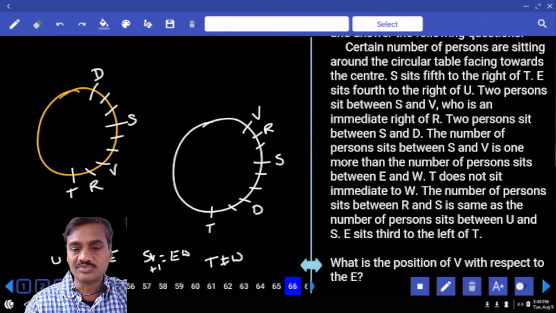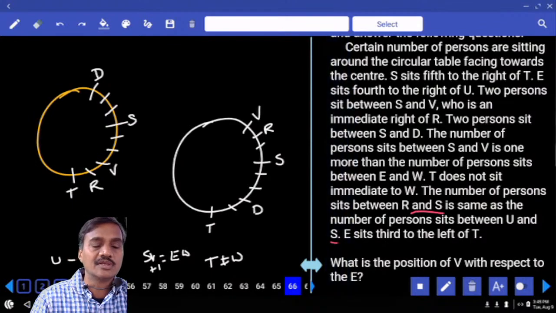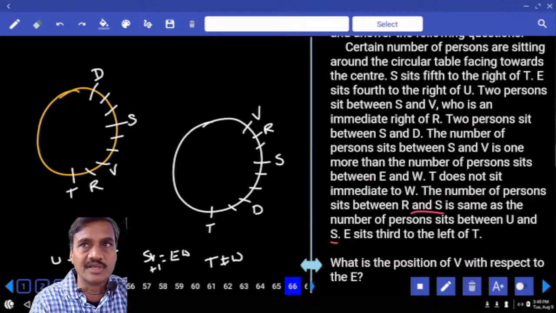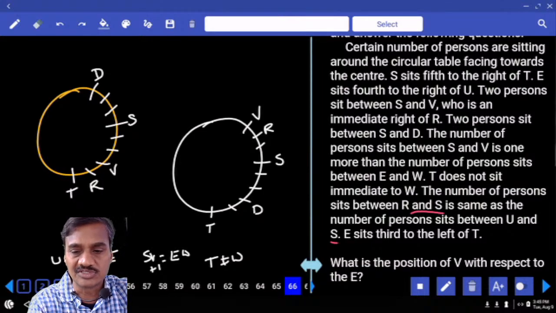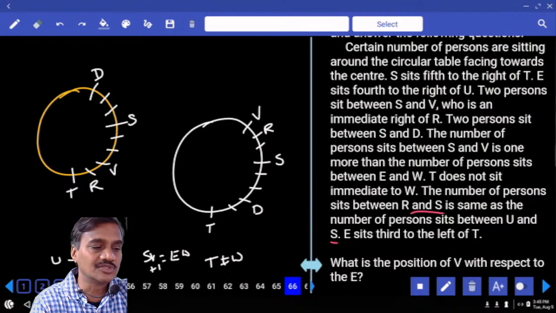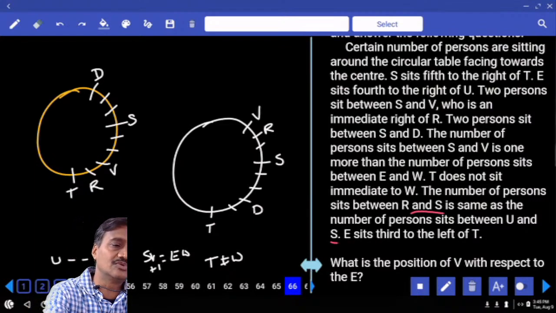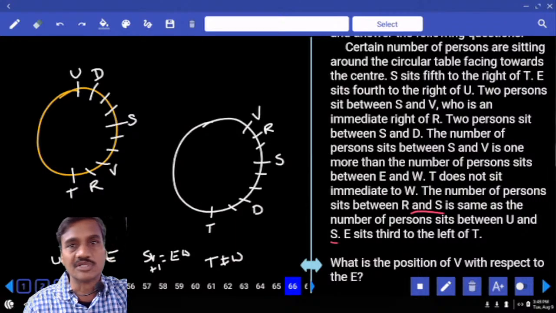And the number of persons between R and S is the same as the number of persons between U and S. Now in the first case, R and S, how many people? There are 3 people. Hence between S and U, there must be exactly 3 people, 1, 2, 3. D and U must be adjacent to each other.